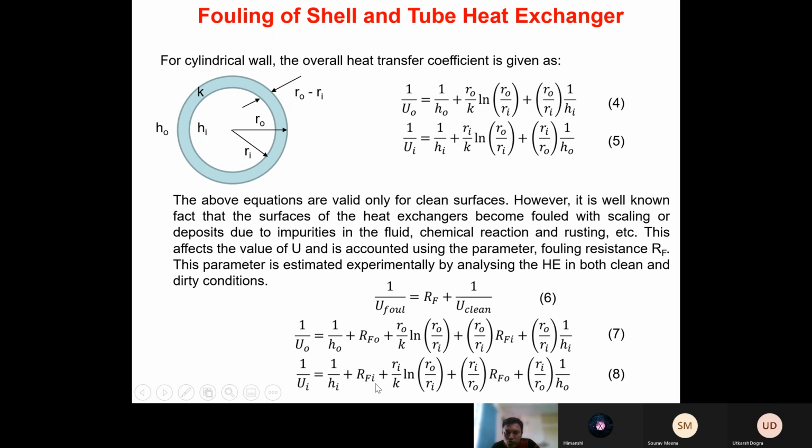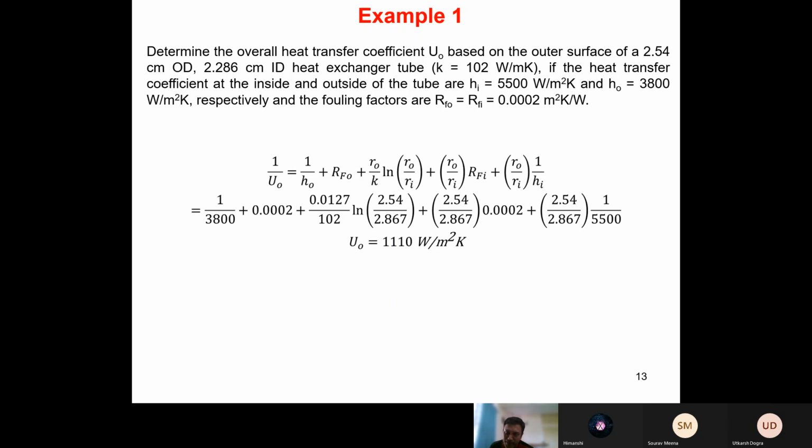So this factor and these two factors have to be added here in equation number 5. Is it clear to everyone? So this additional factor and this additional factor have to be added in equation number 5 to get equation number 8. Is it clear to everyone? Make sense? Yes, sir. Okay, let's look at one problem.